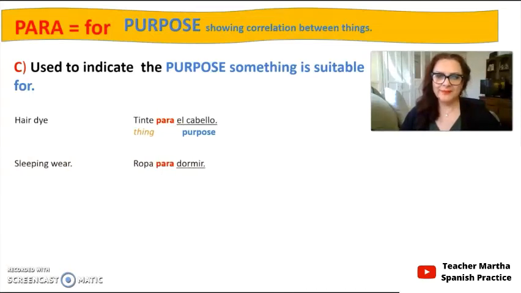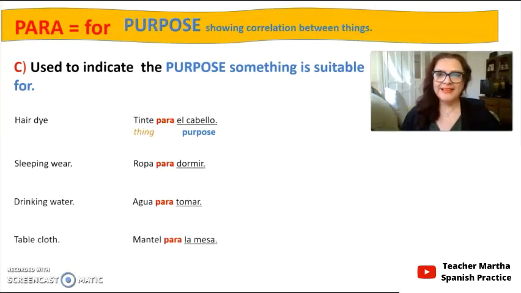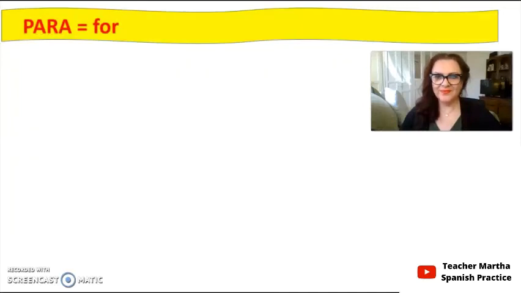Sleeping wear. Ropa para dormir. All the like underwear, swimming wear, all of those have para in the middle. Drinking water. Agua para tomar. Tablecloth. Mantel para la mesa.